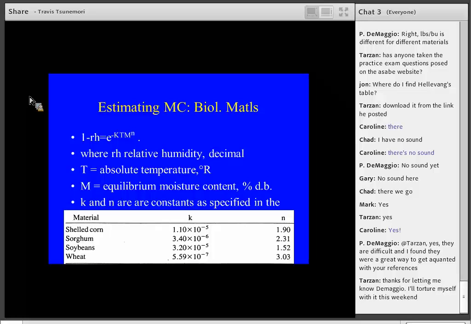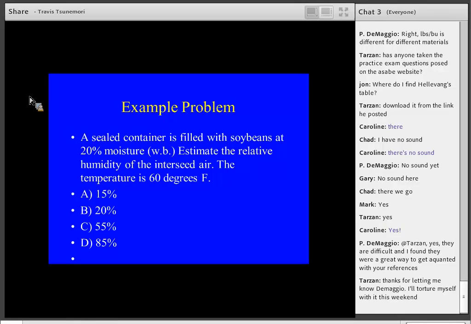So here we've got an equation: 1 minus the relative humidity equals e to the minus K T M to the N. RH is relative humidity, just a percent or a decimal, 0.something. The temperature is in absolute, degrees Rankine, so keep that in mind. M is the equilibrium moisture content, that's going to be coming off these tables. K and N are constants, and we've got a little table here, different constants for different materials. We plug those in, and we can get an estimate of the relationship between moisture content and relative humidity.